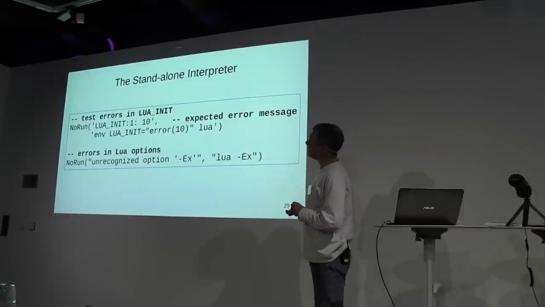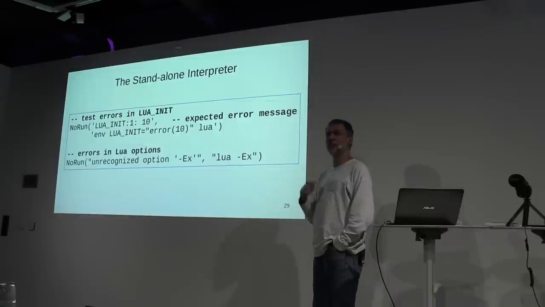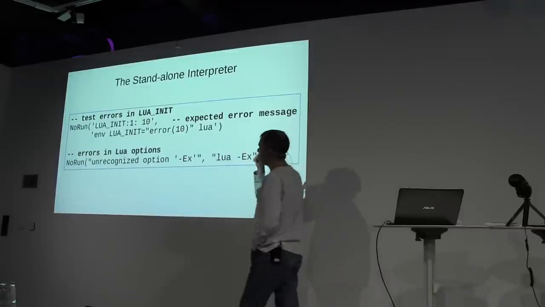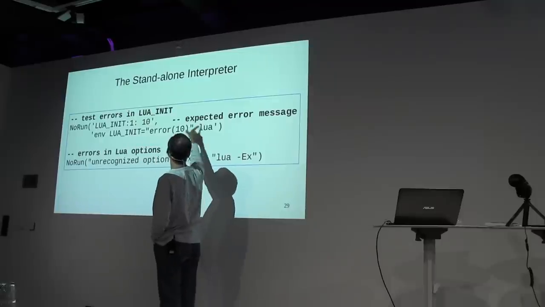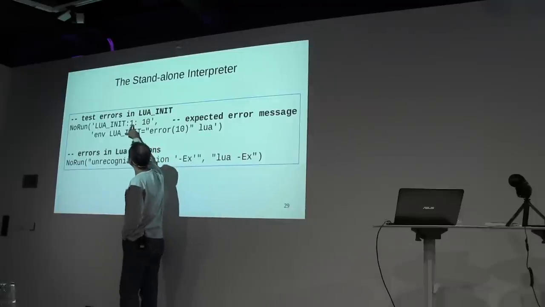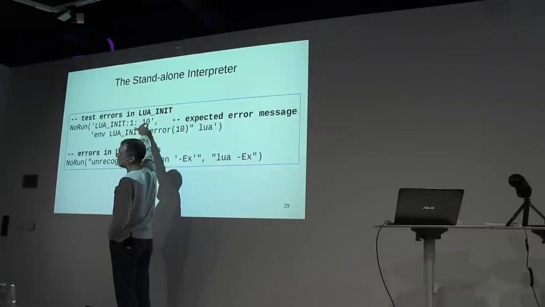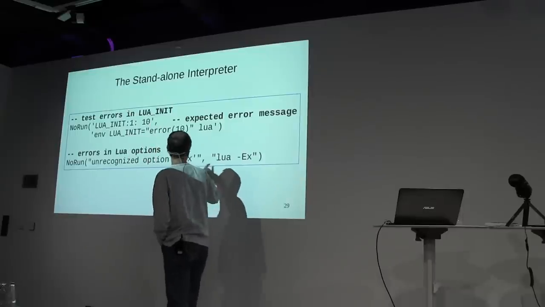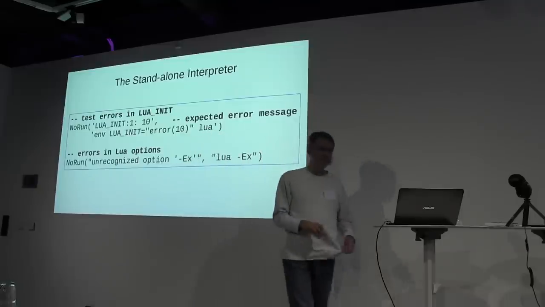Here is, for instance, a test for errors in LUA_INIT. You have this variable LUA_INIT that runs code before anything else. And what happens if this code has errors? So we just create an environment with LUA_INIT being an error and call Lua and check that the error message should be something like LUA_INIT:1: error 10. And again, we can run Lua with an invalid option. We have to check that the option is invalid.